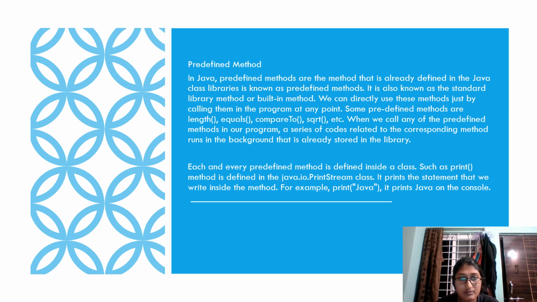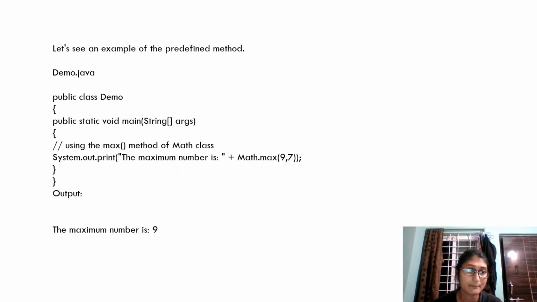Each and every predefined method is defined inside a class, such as print. The print method is defined in the Java PrintStream class. It prints the statement that we write inside the method. For example, we write Java, it prints Java on the console. Here is an example to get an idea.